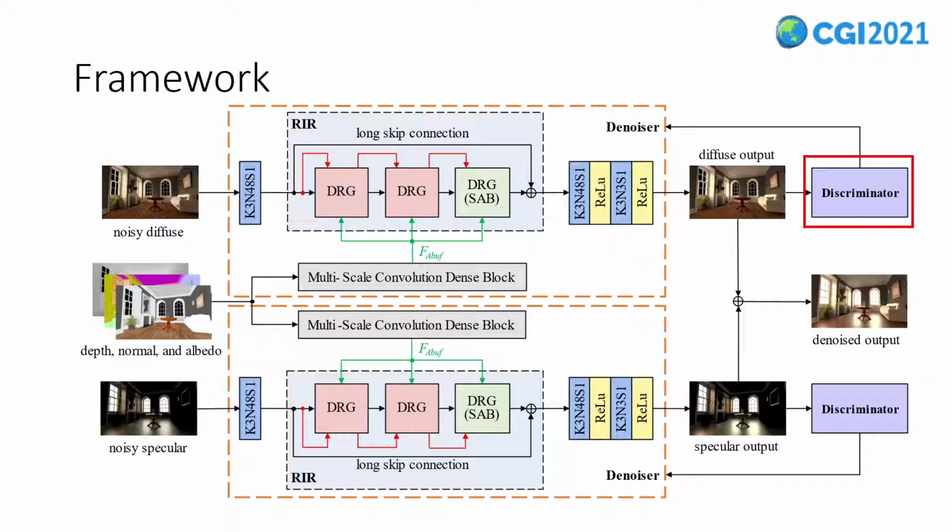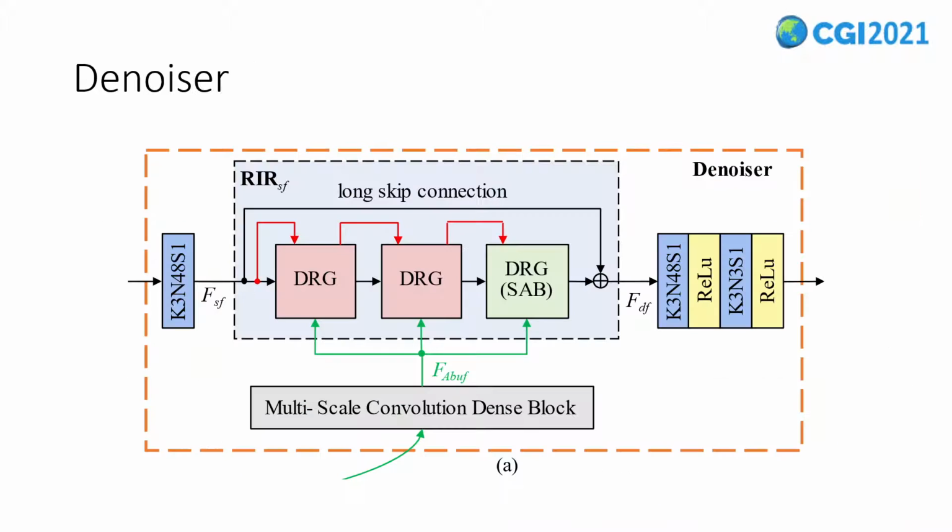Some methods make the network output multiple kernel filters and then use them to filter the noisy input. In our method, we make the network directly output the denoised result, which means the last convolution layer of our network has only 3 channels matching RGB. Let's take a look at the denoiser.